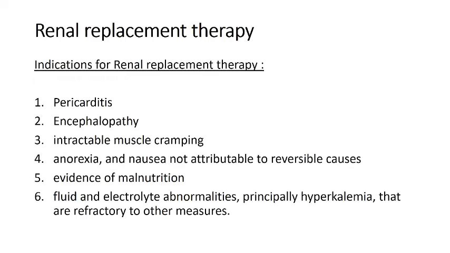When we talk about renal replacement therapy, what are the different indications for it? If the patient has pericarditis, encephalopathy, intractable muscle cramping, anorexia, nausea, then evidence of malnutrition, fluid and electrolyte abnormality, principally hyperkalemia, that are refractory to other measures. Patients having chronic renal failure or acute renal failure may show these types of symptoms. In that condition, we generally go for renal replacement therapy if the patient is not manageable by the pharmacological method.